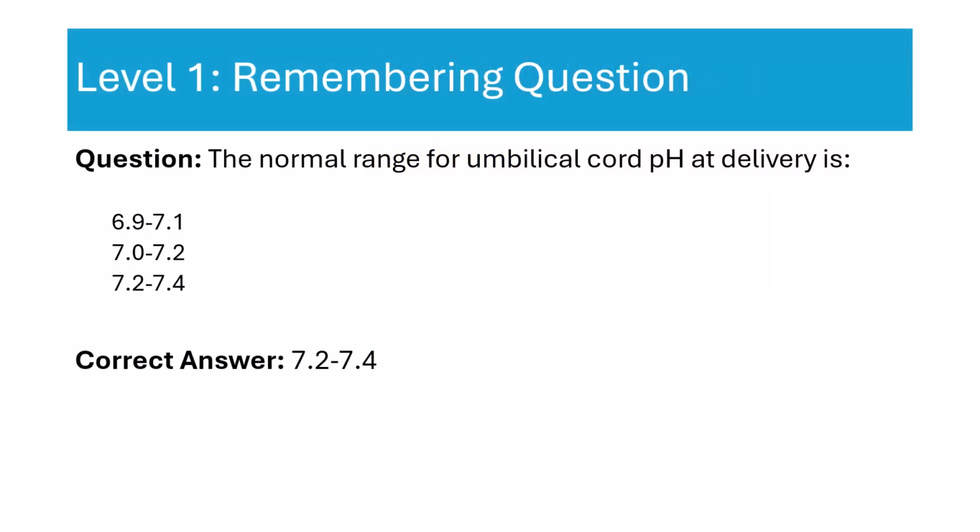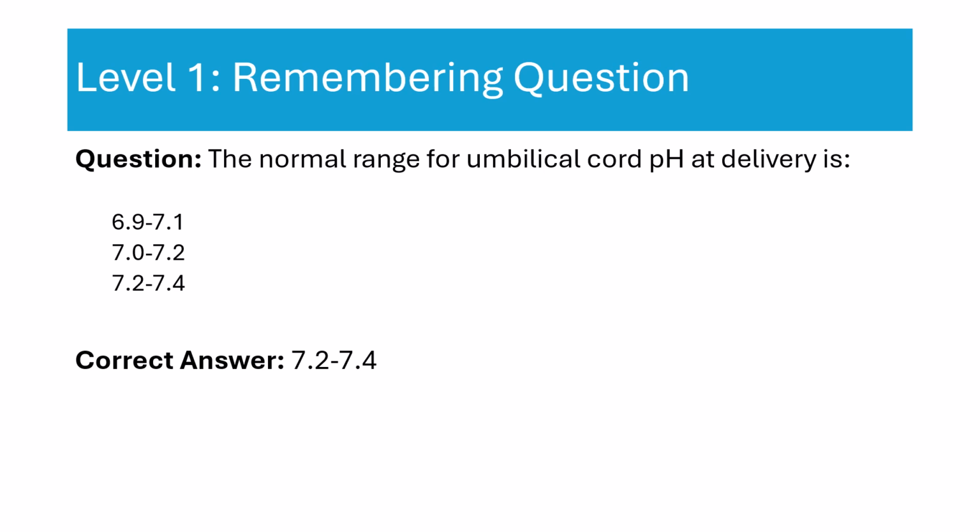Let's break down this question using our framework. First, notice how brief and direct this question is. The normal range for umbilical cord pH at delivery is... There's no clinical scenario, no patient presentation, just a straightforward request for factual information. This is your classic remembering question. Look at the structure. It's asking for a specific numerical value that you either know or you don't. There's no interpretation needed, no clinical judgment required.